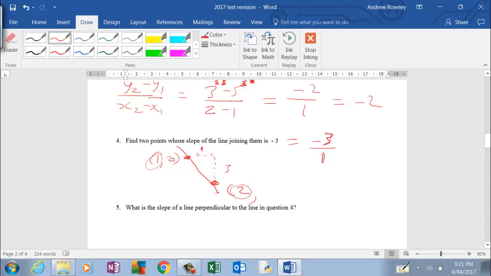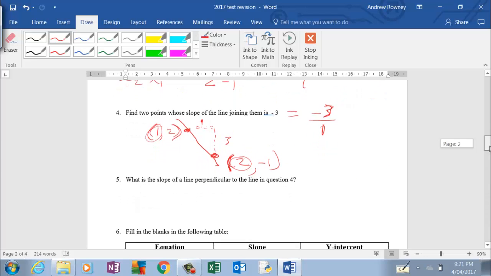So 2, when you go down by 3, you'll end up at minus 1. So there's an example of 2 points, (1, 2) and (2, minus 1), which would have a slope of minus 3. And there's many other examples that you could do.